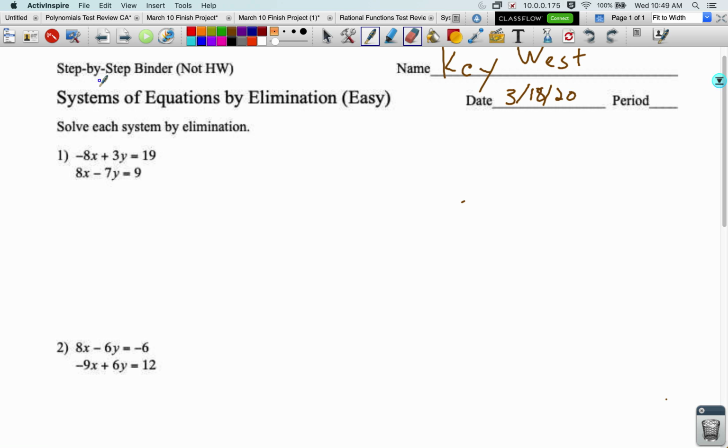Just a quick note, you will be showing me these once we get back to school and then clipping them into your step-by-step binder. So this is worth credit, even though it says not homework up here. It's gonna be worth a classwork grade.